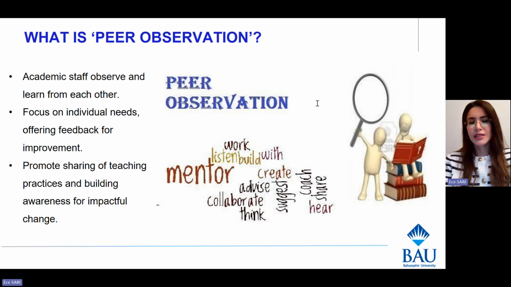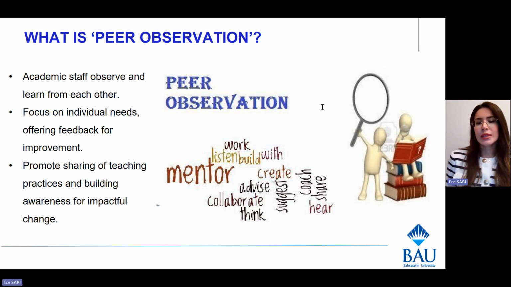Peer observation is an educational method where teachers collaborate to enhance their teaching practices. To begin with, let's simplify what peer observations involve. It means teachers working together to learn from one another. We visit each other's classes to see different ways of teaching. It's like having a friend who gives you good advice about teaching.